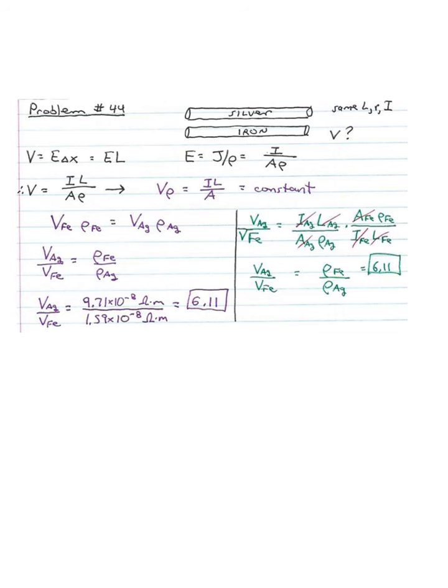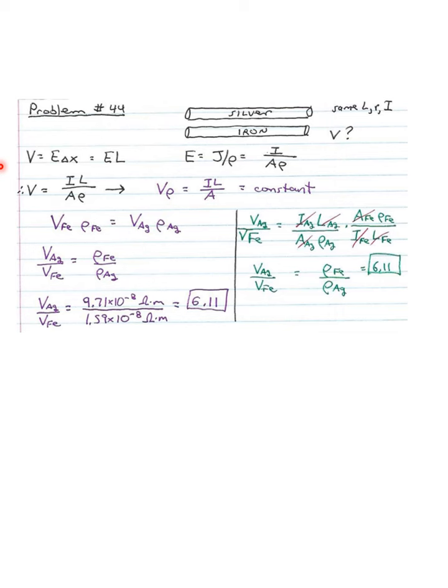Another example is question 44. Silver and iron wires of the same length and diameter carry the same current. How do the voltages across the two compare? All right, so here I've drawn silver and iron, same length, same radius, same current. What about the voltage difference across them?